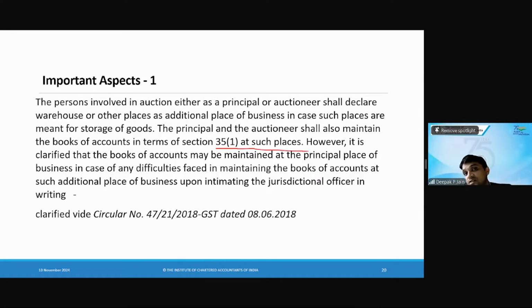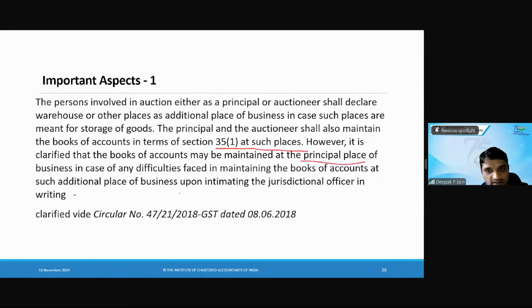मतलब ऑक्शनर और प्रिंसिपल दोनों को 35(1) जो रिकॉर्ड्स मेंटेन करने हैं, वो पूरे डिटेल्स उस जगह पे जहां से वो ऑक्शन कर रहे हैं, उस जगह पे जो भी गुड्स हैं उसके डिटेल्स उनको मेंटेन करने पड़ेंगे. However, it is clarified that the books of accounts may be maintained at the principal place of business. क्योंकि वो तो ऑक्शन के लिए टेम्परेरी जगह है तो वहां पे बुक्स मत रखिए, एटलीस्ट प्रिंसिपल प्लेस पे रखिए बोल रहे हैं, प्रिंसिपल प्लेस ऑफ बिजनेस, in case of any difficulties in maintaining the books of accounts at such additional place of business.